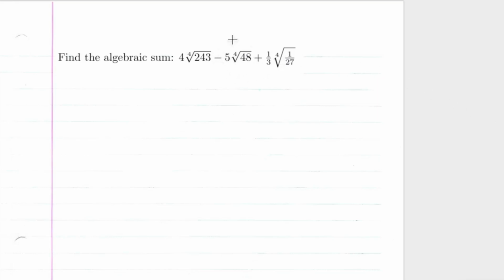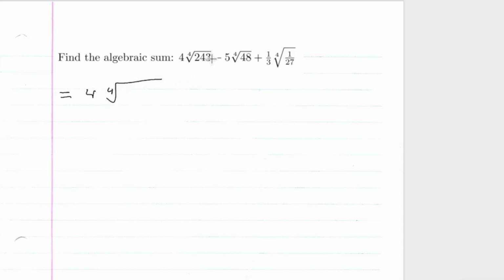All right, we wish to find this algebraic sum. As you can see in this case, it's the fourth root, right? So we're going to have to find 4 multiples inside the radical in order to take it out of the radical, right? So it'll be 4 times the fourth root.